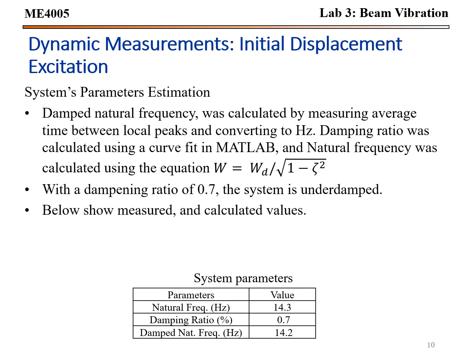The system's parameters were then estimated by first finding the damped natural frequency by finding the time between peaks. And then once that was found, a damping ratio was found by an equation fit using MATLAB. A damping ratio of about 0.7 was found, so it's underdamped. Below shows the calculated values.